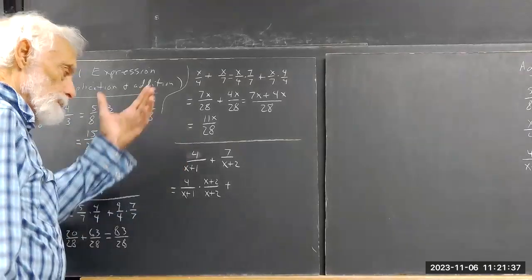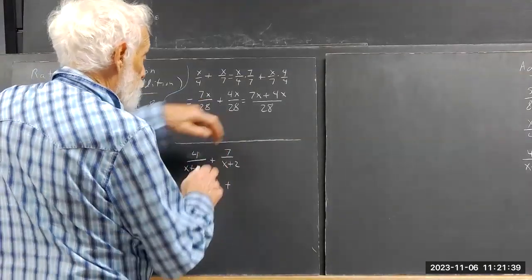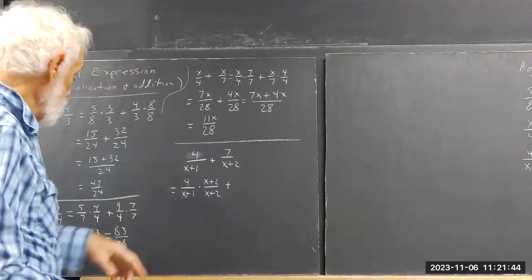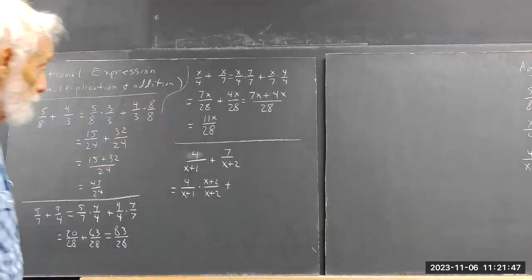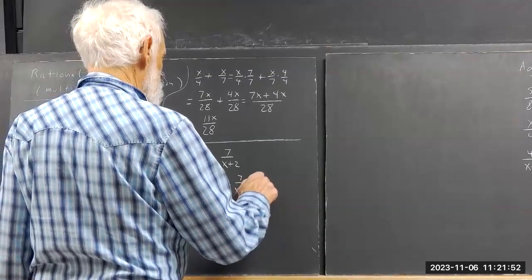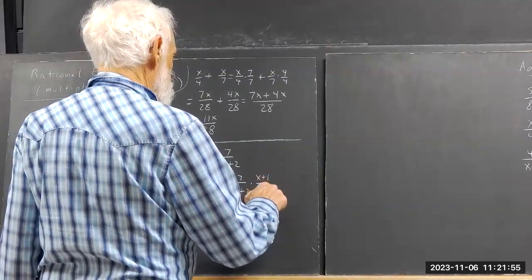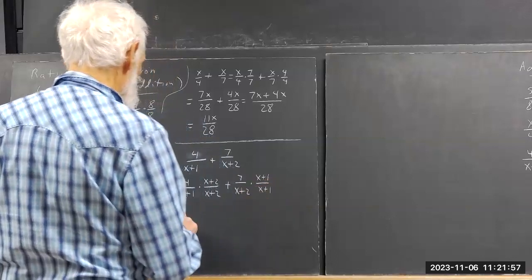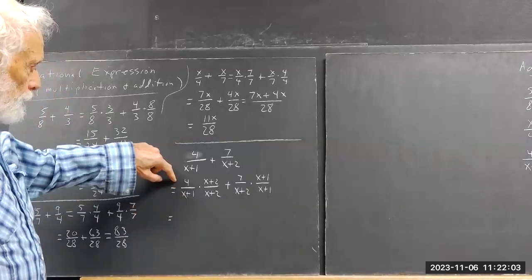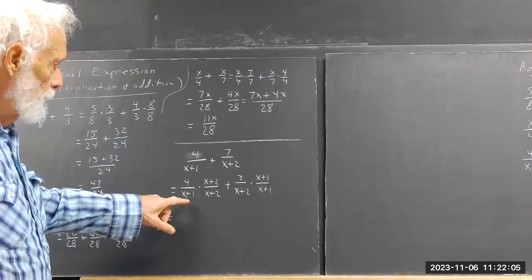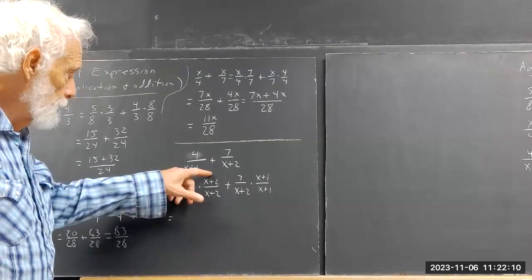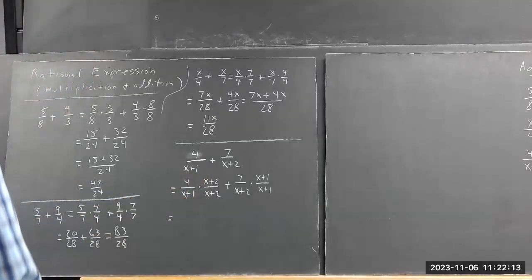Okay, yeah. What everybody did. We have 7 over x plus 2. We want to multiply it by x plus 1 over x plus 1. Same pattern we used over here and up here. Now let's think about what happens if you multiply these numerators and multiply these denominators. See if you can multiply those numerators and those denominators.